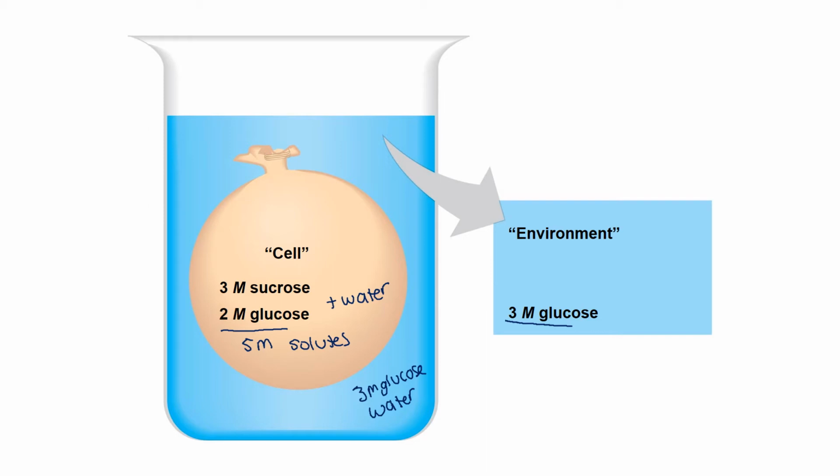So outside of the cell should be hypotonic to the cell. Okay, and then that makes the cell hypertonic. So here we would expect the water is going to move into the cell, and these solutes are going to move out of the cell until they reach equilibrium.